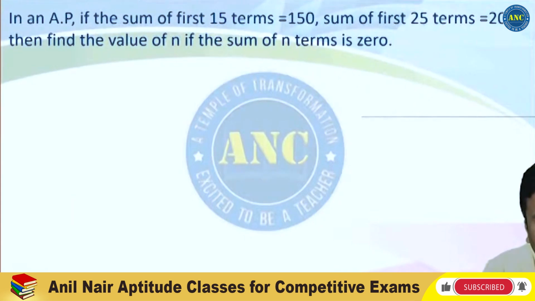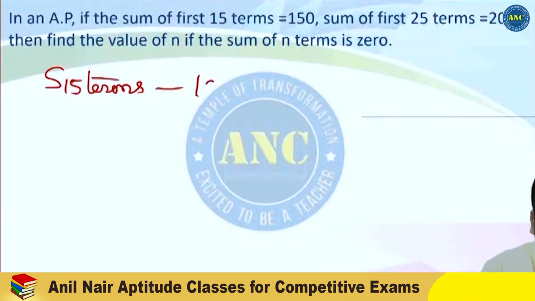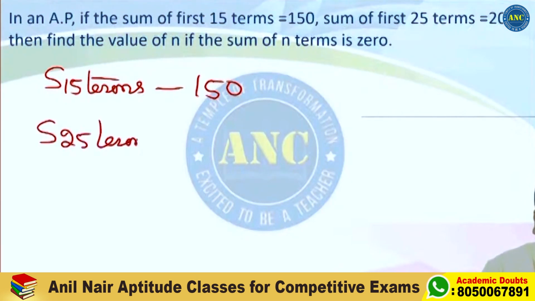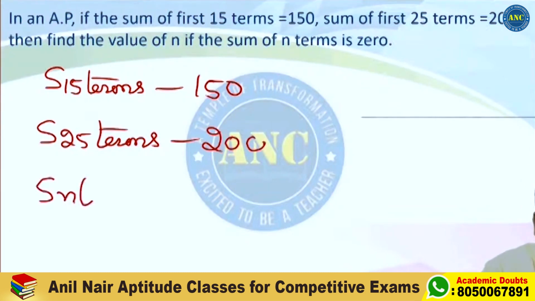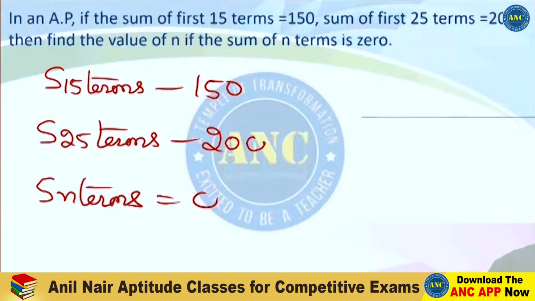Please drop your pens. Sum of 15 terms, it is nothing but 150. Sum of 25 terms, it is nothing but 200. Sum of n terms, it is nothing but 0. Right? I will definitely make a red face if my students use a pen to solve this question.